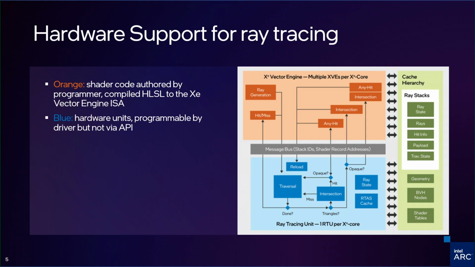In blue, these are the hardware units. These are typically programmed by the driver. These aren't programmed by the API itself, but they're a key component to getting the performance that we have, and you can see some of the traversal and intersection units here.